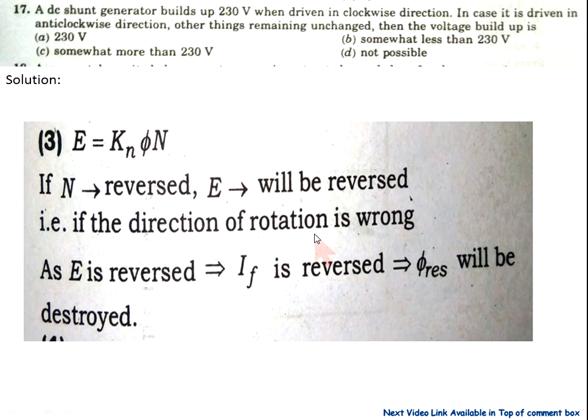Now, if the field current is reversed, then the residual magnetism will be destroyed. So voltage buildup is not possible. So the correct option is D, not possible. Now come to question number 18.